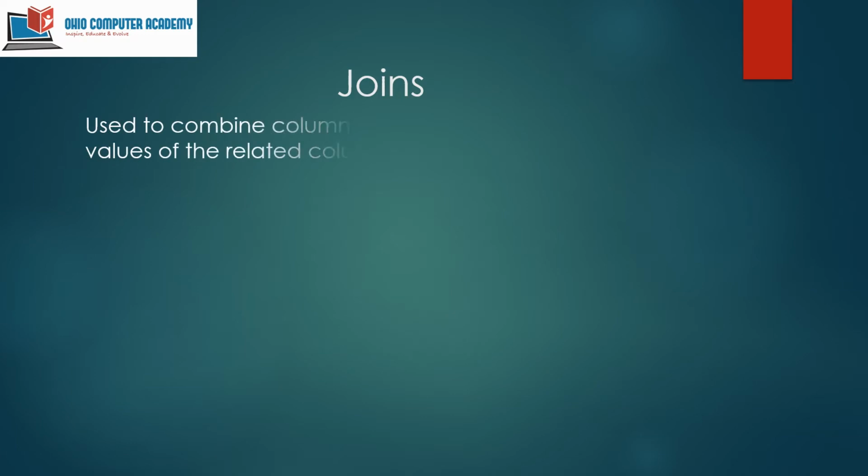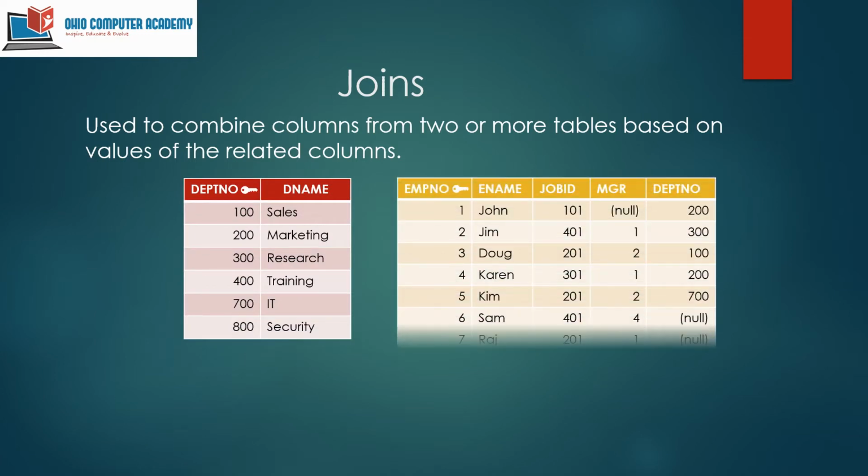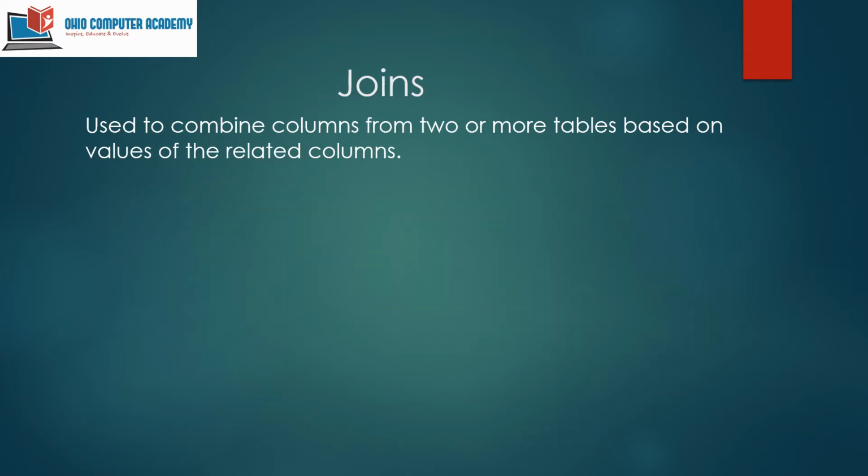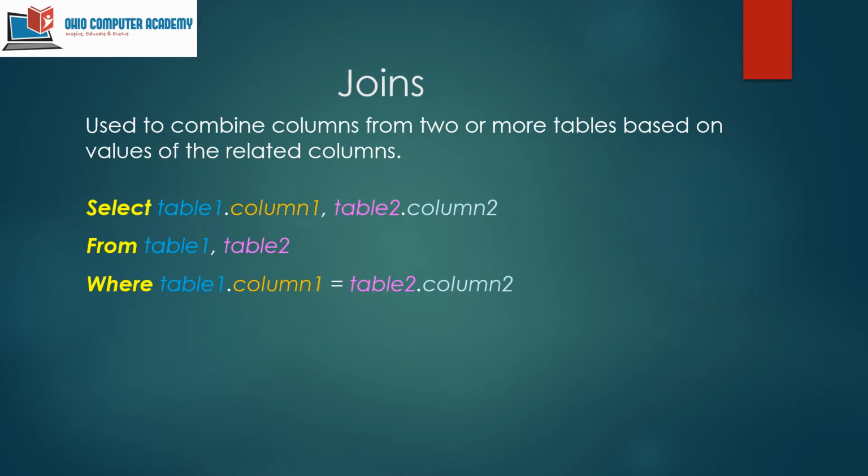A join is used to combine columns from two or more tables based on values of the related columns. The related columns are typically the primary key column of the first table and foreign key column of the second table. The connection between the tables is established through the where clause. The query will look like this. The join condition is present in the where clause.